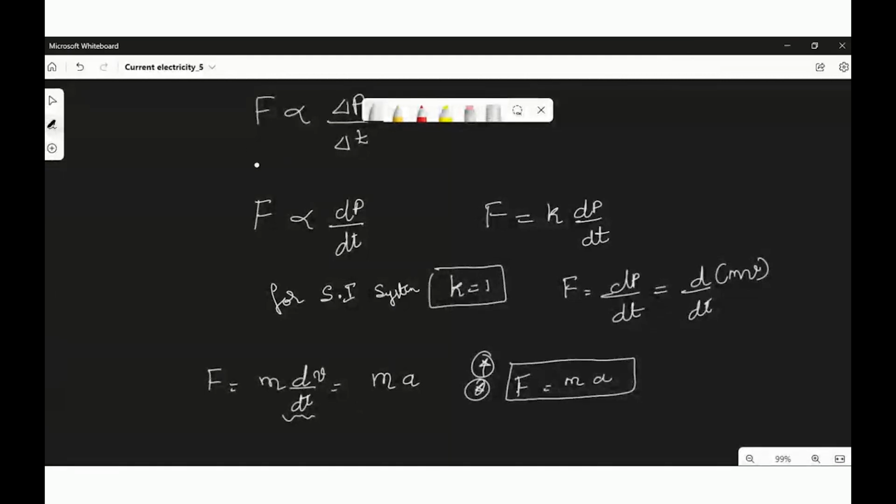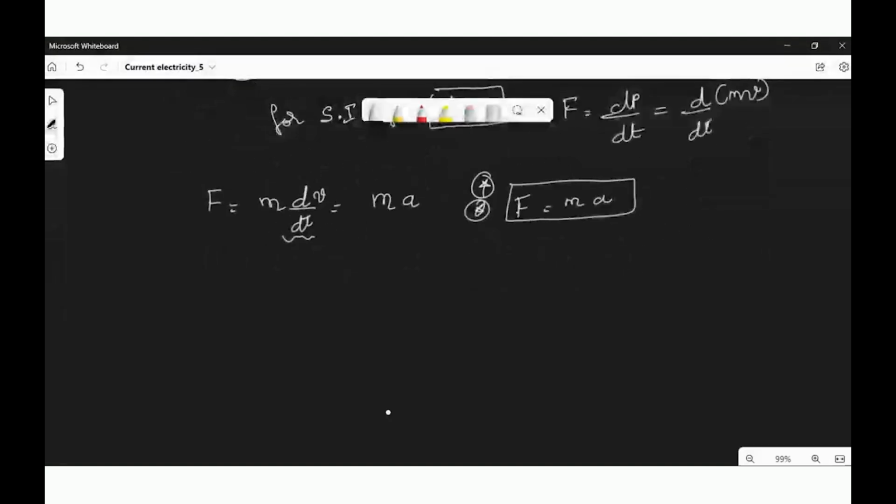You can start from here, just at step 3. Force is proportional to dP by dt, which is the statement. Then put for P, write P as m into v, and we know that dv by dt is acceleration. This is the usual form of Newton's second law.